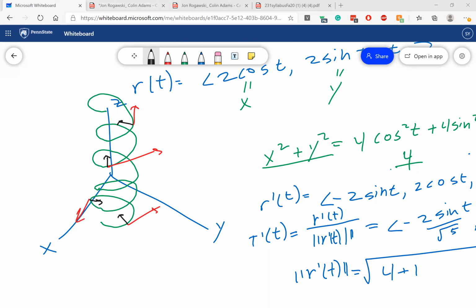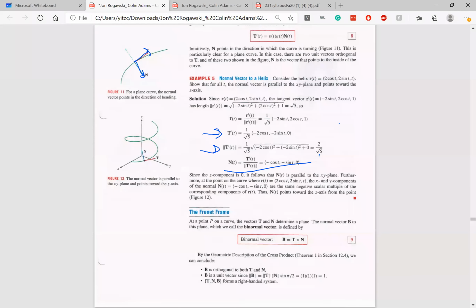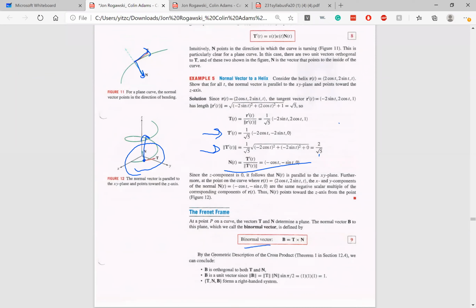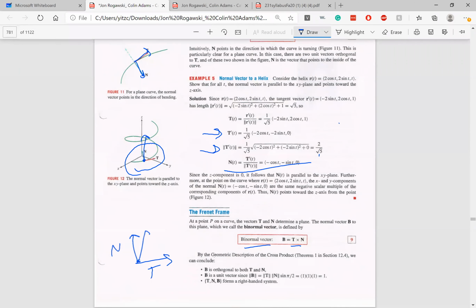Okay, now we have two vectors, and here are two vectors. And we can look at their cross product, which will create a vector orthogonal to both of them. It would create that vector over there. And we call that the binormal vector. B is equal to T cross N. And this creates a frame. You have your tangent one, your normal one, and your binormal one.